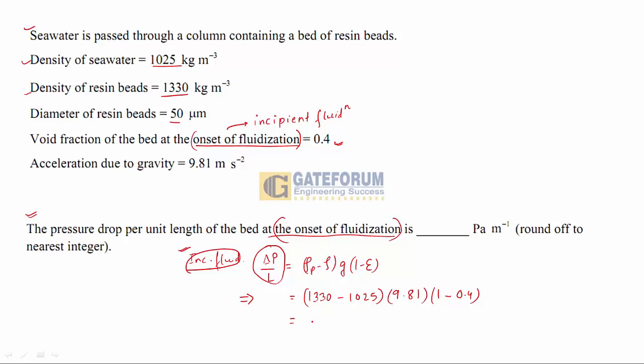So on calculating this minus this into 9.81 into 0.6, finally we will get our answer as 1795 Pascal per meter. And mind you, we are to report the final answer to the nearest integer, so you will get obviously 1795 point something, so the nearest integer will be this much. So this is our answer.